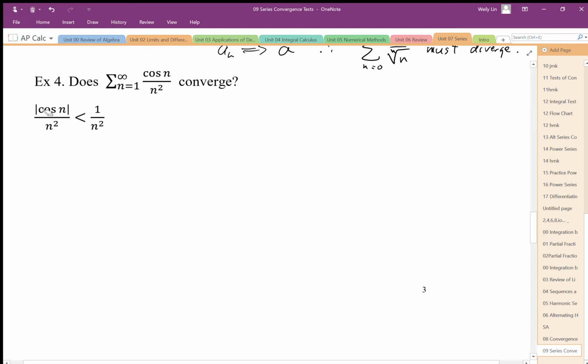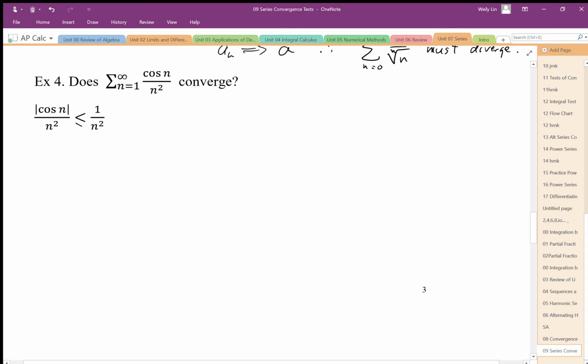We can say that the cos n, the absolute value of it, some of them are positive, some of them are negative. So together, they must be less than 1. And the absolute value for that matter is actually less than or equal to 1. So the absolute value is going to be less than or equal to 1 over n squared. So we know that every one of these terms is going to be smaller than every one of these terms. In fact, since some of them are negative, it's going to be even smaller than that.